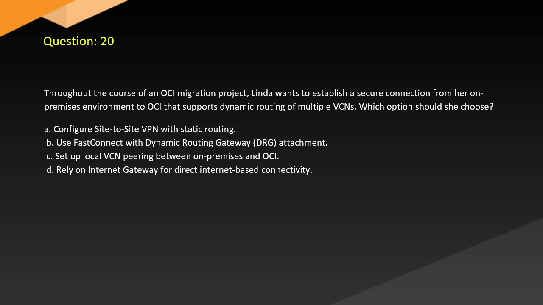A. Configure site-to-site VPN with static routing. B. Use FastConnect with dynamic routing gateway (DRG) attachment. C. Set up local VCN peering between on-premises and OCI. D. Rely on Internet Gateway for direct internet-based connectivity.